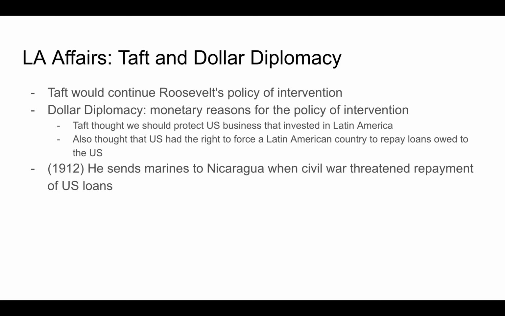Latin American affairs, Taft and his dollar diplomacy. Taft would continue Roosevelt's policy of intervention in Latin America. Dollar diplomacy: there were monetary reasons for the policy of intervention. Taft thought that we should protect U.S. businesses that invested in Latin America. And he also thought that the U.S. had the right to force a Latin American country to repay loans owed to the U.S. And in 1912, he sent Marines to Nicaragua when a civil war threatened repayment of U.S. loans.